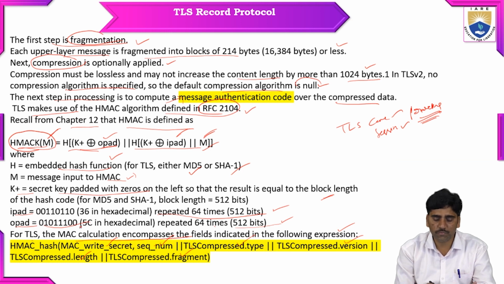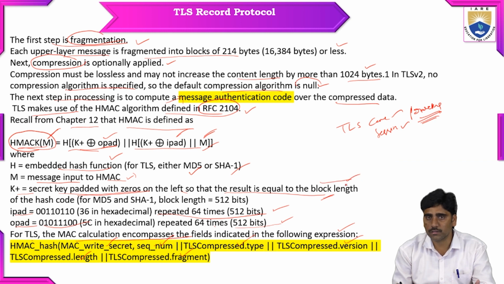So here some of the parameters are there. Where H equals what? H is the embedded hash function, and M equals what? The input message to the HMAC. And next, K+ equals the secret key padded with zeros on the left, so that the result is equivalent to the block length. And M equals the message input to HMAC.